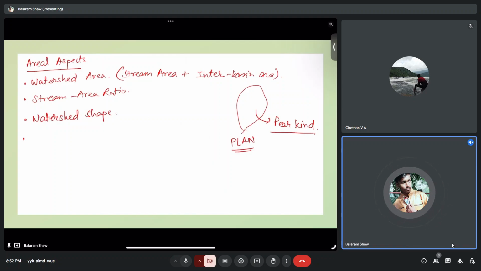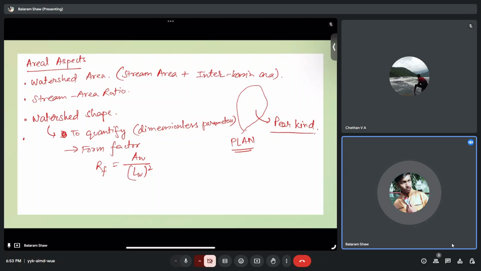So several dimensionless parameters have been proposed to quantitatively define this watershed shape. Some of them are form factor. This form factor can be defined as RF equals AW by LW square.